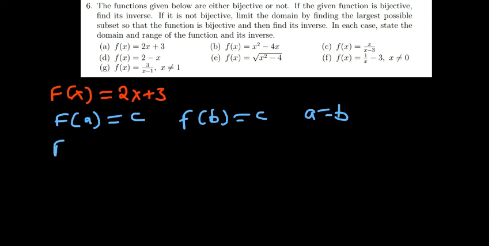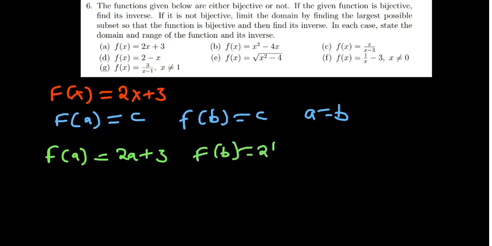So f of a, or any variable of your choice, if I substitute in my function there, I'm going to get 2a plus 3. And then if I use f of b, if I substitute in my function, I'm going to get 2b plus 3. So if I equate these, 2a plus 3 is equal to 2b plus 3. So I'll be able to see that my 3's will subtract.